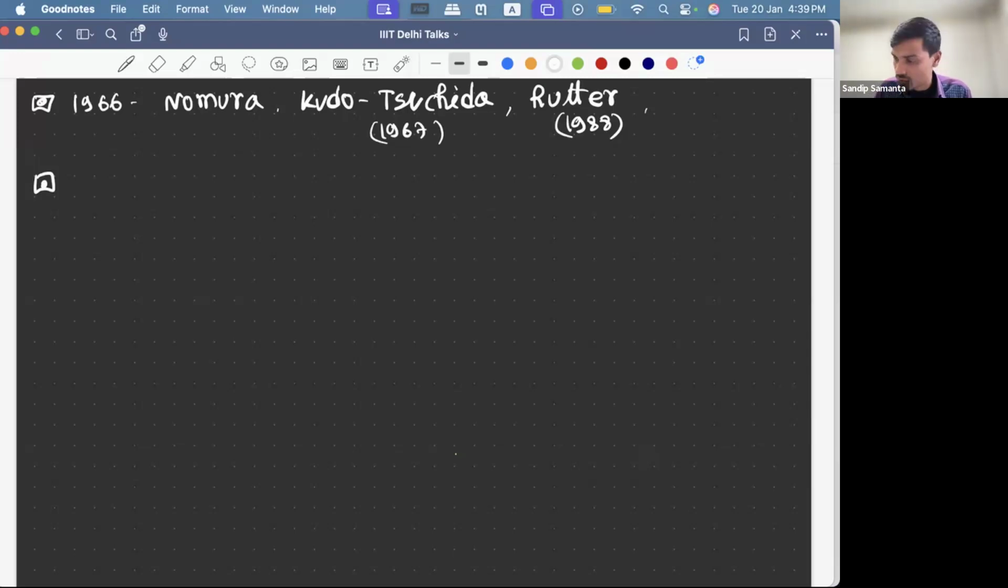So the next observation is another property that these things have, some basic properties.